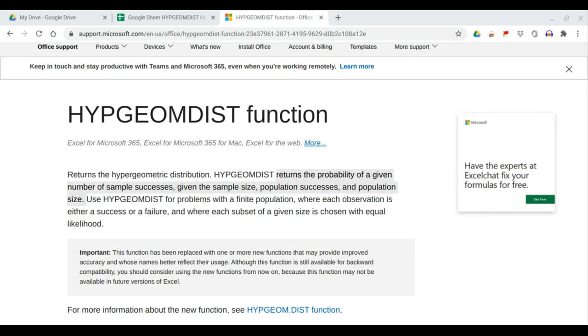Hypergeometric distribution. HYPGEOMDIST returns the probability of a given number of sample successes given the sample size, population successes, and the population size. We use HYPGEOMDIST for problems with finite population where each observation is either success or failure, or in which each subset of a given size is chosen with equal likelihood.